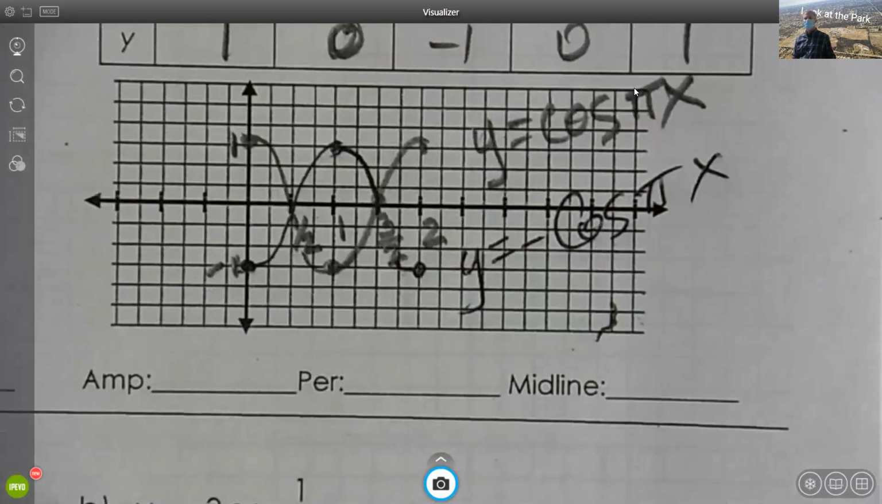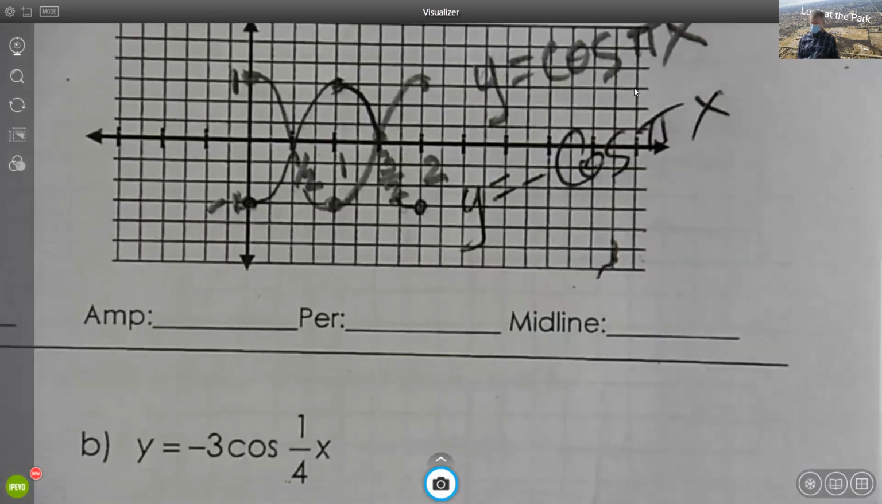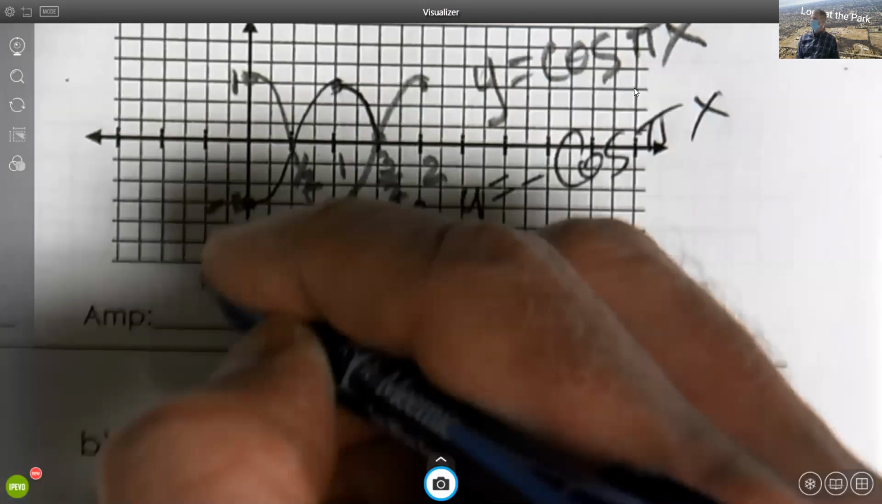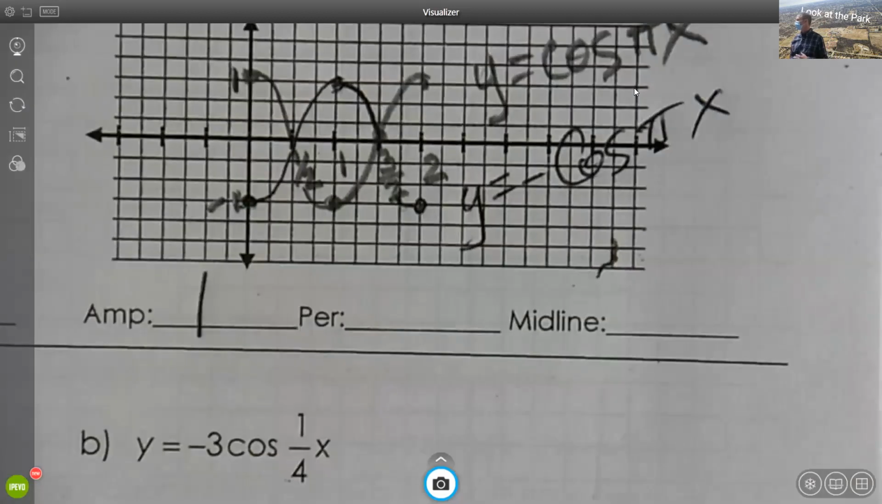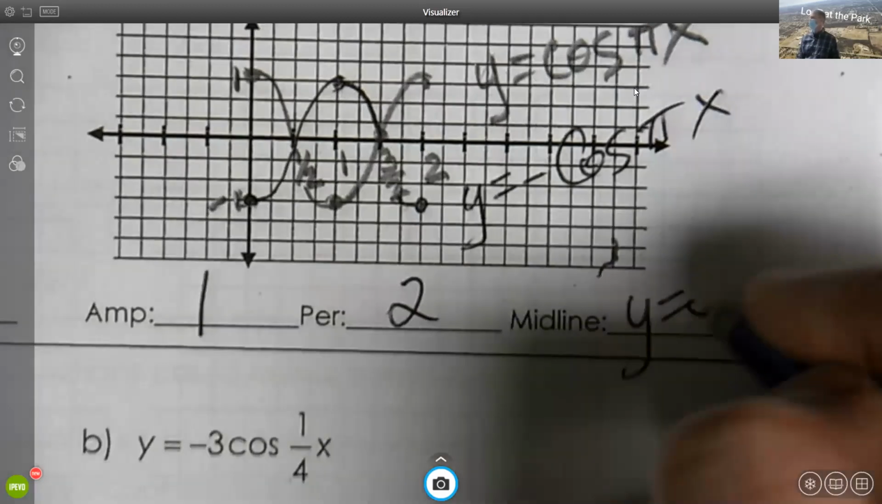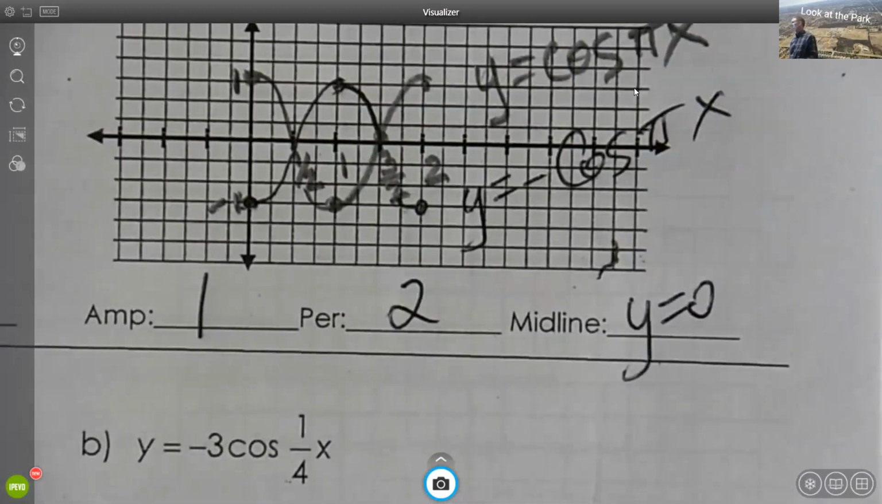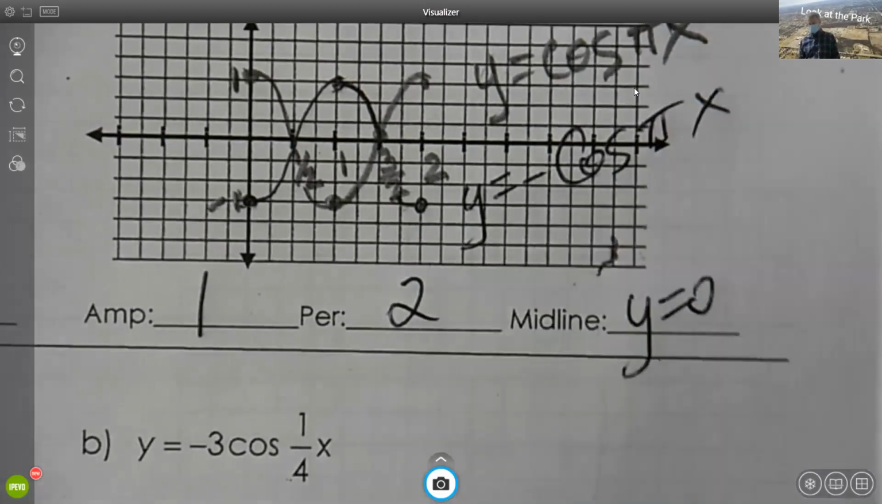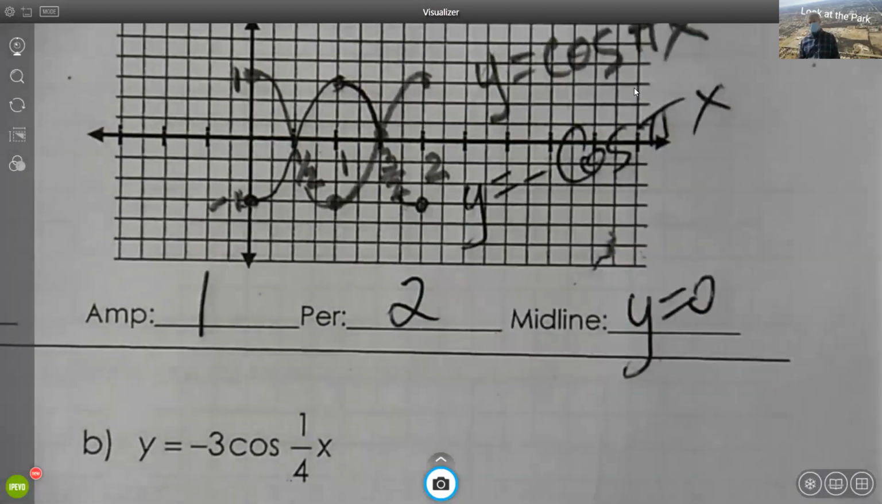So we know our amplitude is 1. It's the value in front. It's the absolute value of the A. The period we've already calculated to be 2. And the midline for these is still the x-axis. We did not change it by a translation. All right.